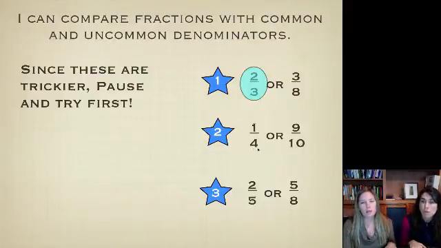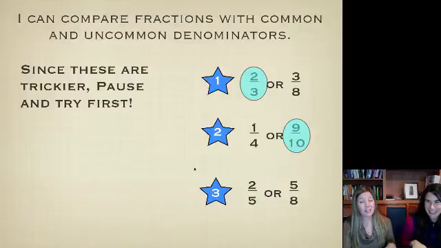And then number 2, again, the same thing, 1/4 and 9/10. Well, 9/10 of something is really close to a whole, and 1/4 is closer to 0 than it is to 1 whole. So without even really doing anything but thinking about it logically, I can figure out that 9/10 is bigger.